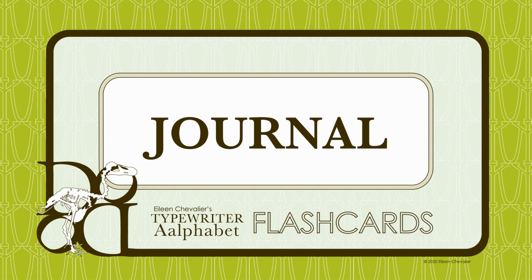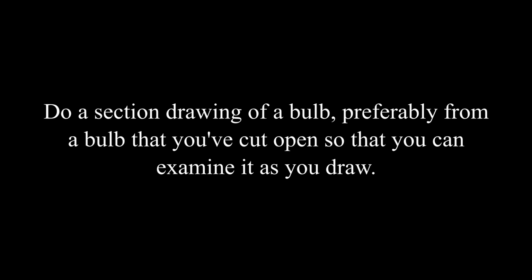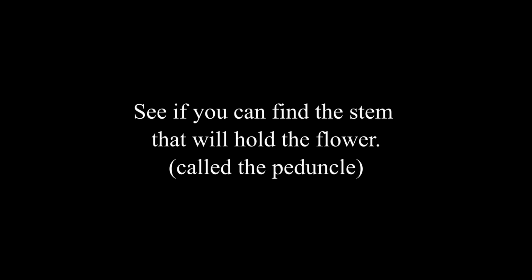All right, so let's look at what we are going to do for journaling. The first one is to do a section drawing of a bulb, preferably from a bulb that you've cut open so you can examine it as you draw. Remember in the investigating section when we cut open an onion and looked at it? You can use that same onion and just do a drawing of it. See if you can find the stem that will hold the flower. That is called the peduncle.